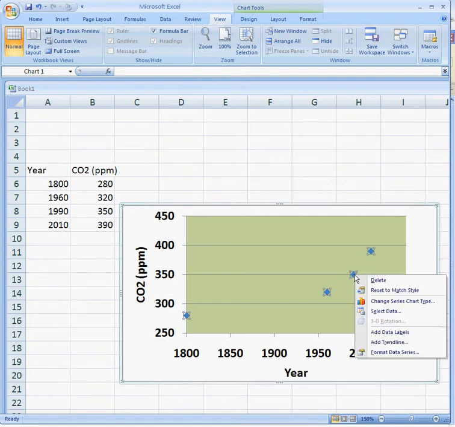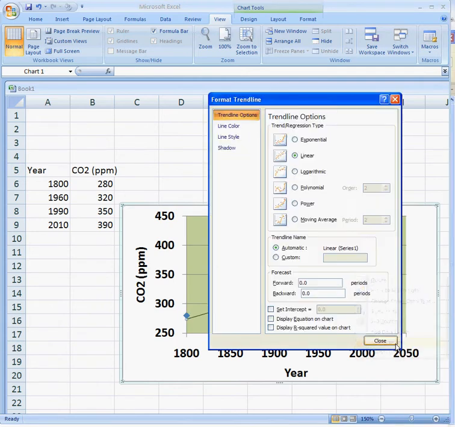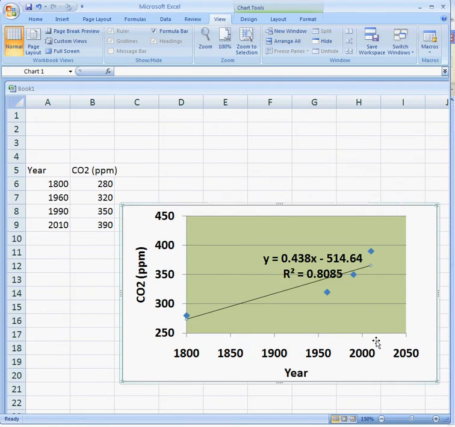So I'll right-click on the data, either one of the data points, and then go to Format Data Series. Add a trend line. And we want the linear trend line. You've got to make sure to display the equation on the chart, and we'll go ahead and display the R-squared value too. And there it is, and I can move it around.